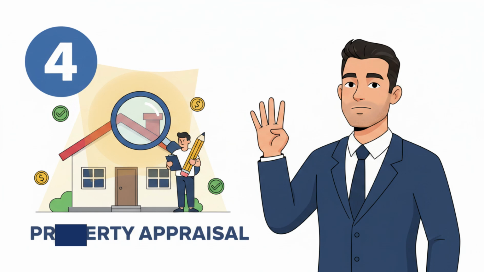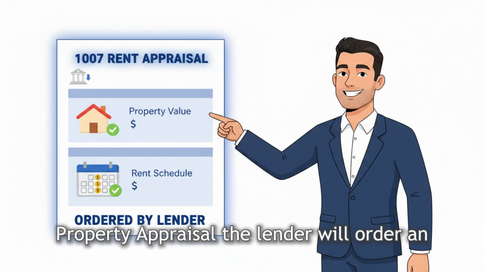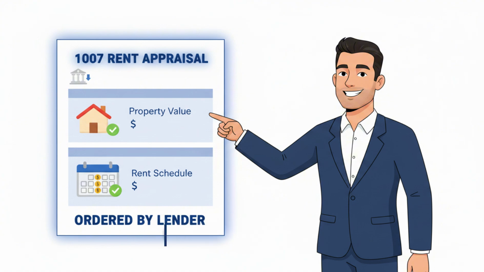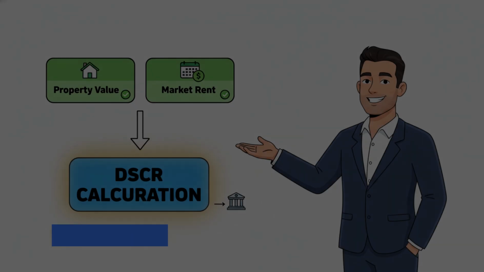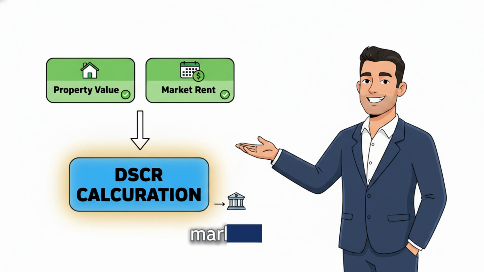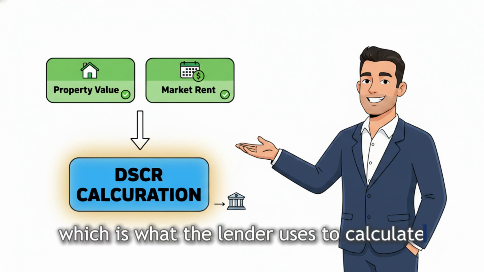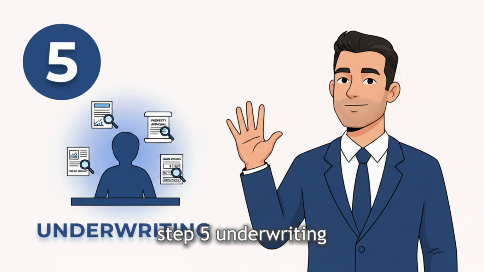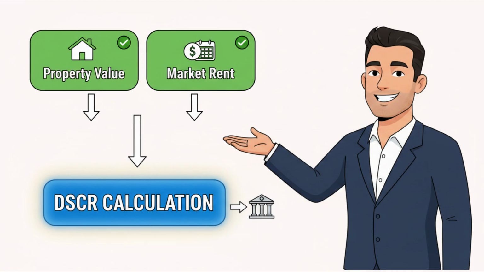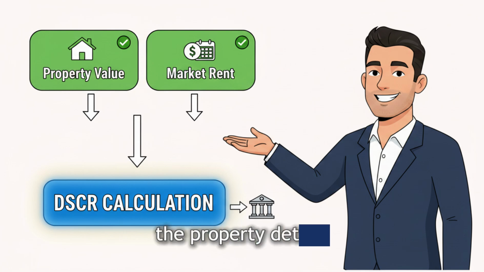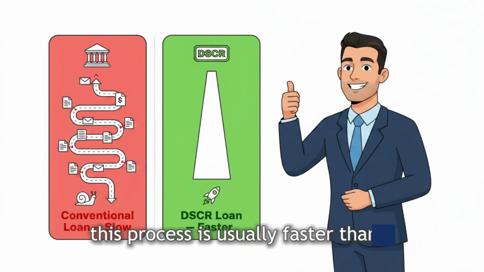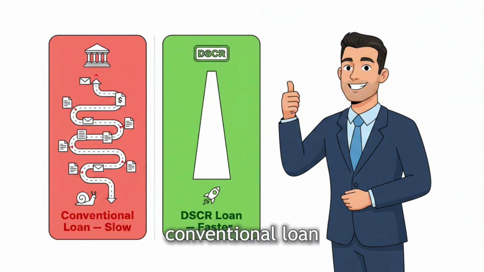Step 4, property appraisal. The lender will order an appraisal that includes a rent schedule. This is called a 1007 rent appraisal. It confirms both the property value and the market rent, which is what the lender uses to calculate your DSCR. Step 5, underwriting. The lender reviews everything: the appraisal, your credit, the property details. Since there's no income verification, this process is usually faster than a conventional loan.